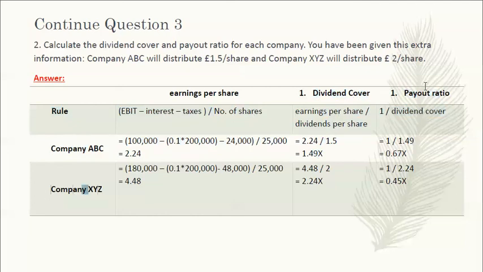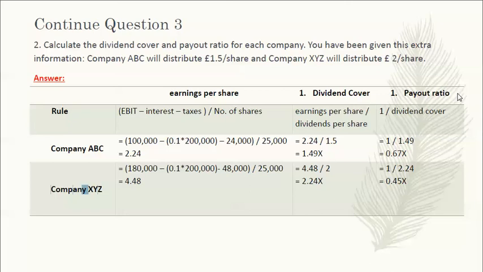Now the payout ratio. As we know, the payout ratio is the inverse of dividend cover, which is 1 over dividend cover. So the payout ratio is 1 over dividend cover, or dividend per share over earnings per share. As I've already calculated the dividend cover, it will be easy to calculate the payout ratio.